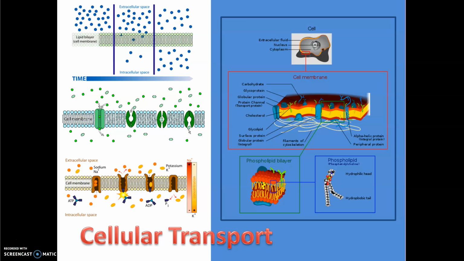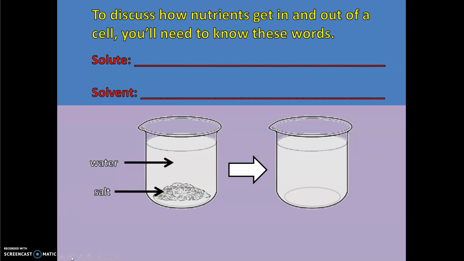So today we will talk about cellular transport, and we're going to talk about the two main types, passive and active. So before we discuss the cell transport processes, we're first going to talk about solute and solvents. So how things get in and out, we need to know these words.